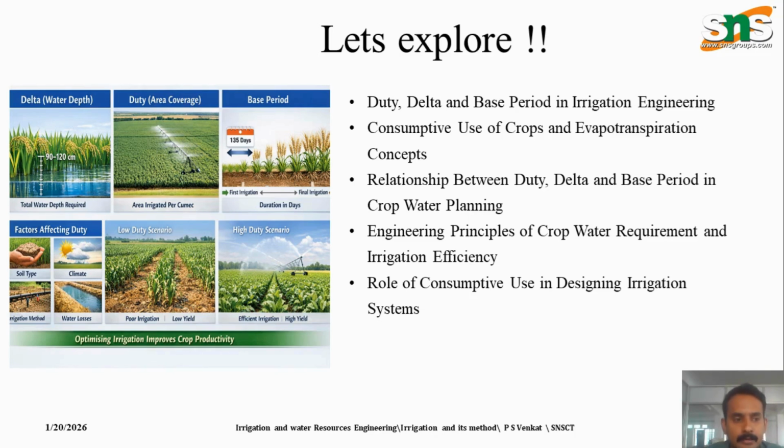In irrigation engineering, we always deal with limited water resources. So engineers must answer three important questions. How much land can be irrigated with available water? How much depth of water does a crop require? For how long should irrigation be supplied? The answers to these questions are given by the following terms: duty, delta and base period. These concepts form the foundation of irrigation systems.